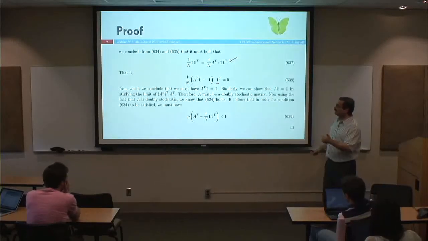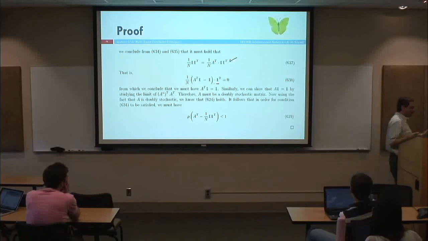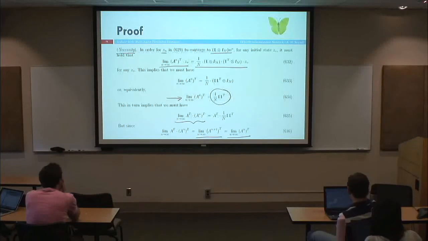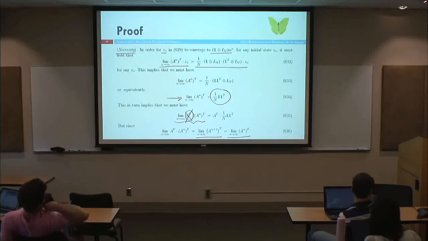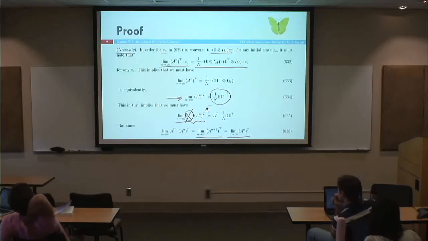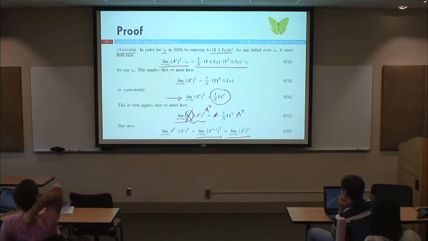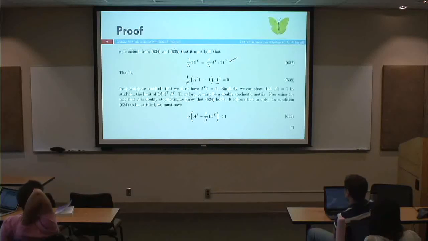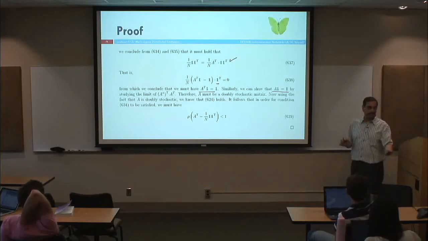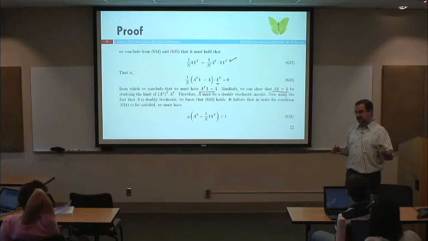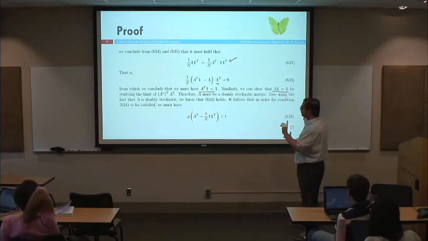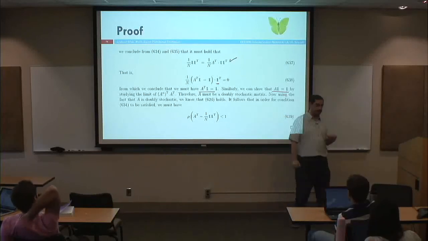You repeat the argument by multiplying by A from the right instead. Here we multiplied by A from the left, right? You can repeat the argument by multiplying from this side instead. And you will conclude that A has to be right stochastic. You put them together, A has to be doubly stochastic. So if convergence occurs, A has to be doubly stochastic. We still have to show the third condition, right?